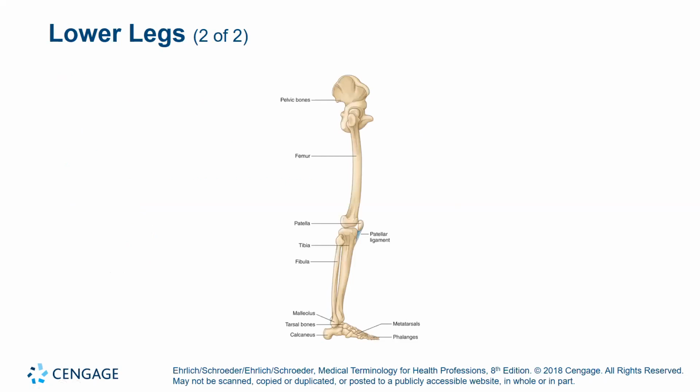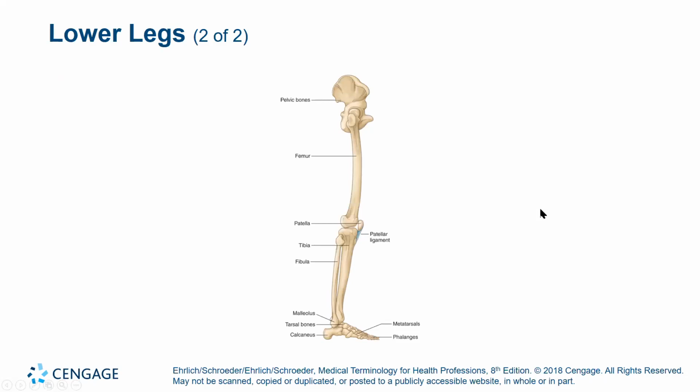Here's a figure of it. This is a lateral view of bones of the lower extremity. So we have the pelvic bones, femur, patella, it's right here. Tibia is the bigger one. Fibula is a smaller bone. With the malleolus, it's right down here. Tarsal bones, calcaneus, the heel bone, metatarsals, phalanges. Here's your patellar ligament, the little blue area there.